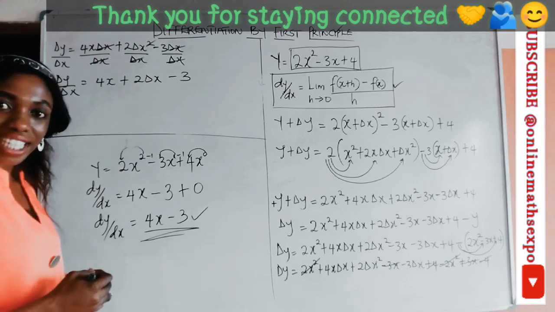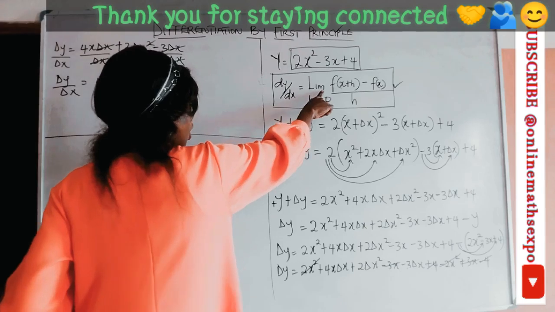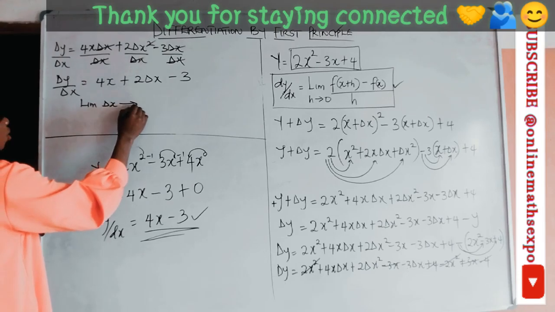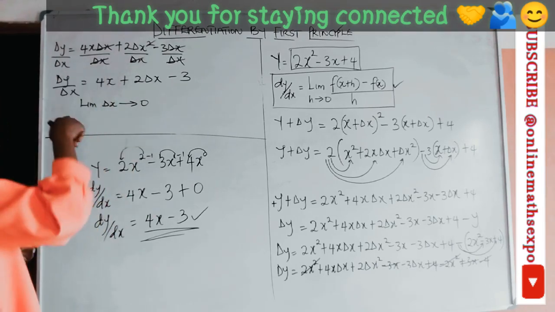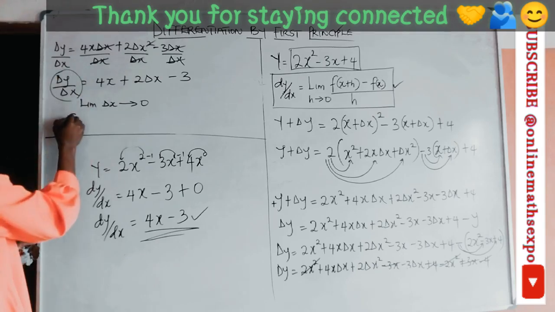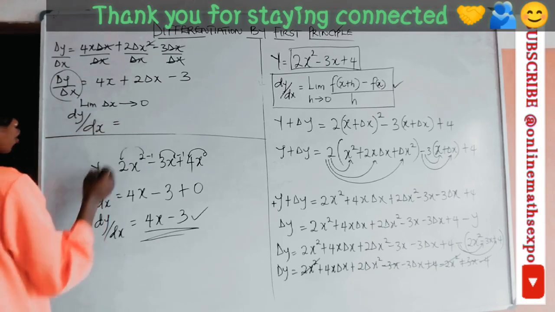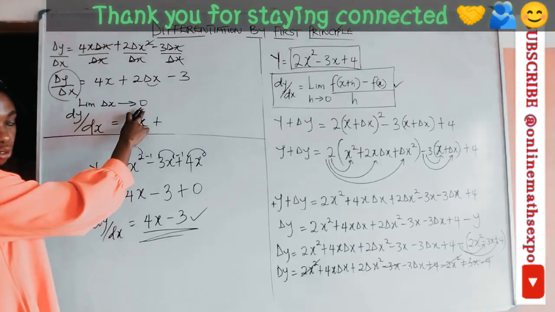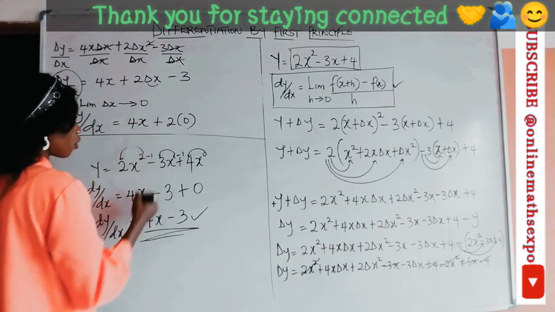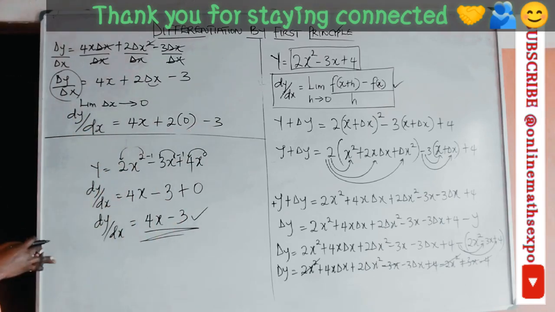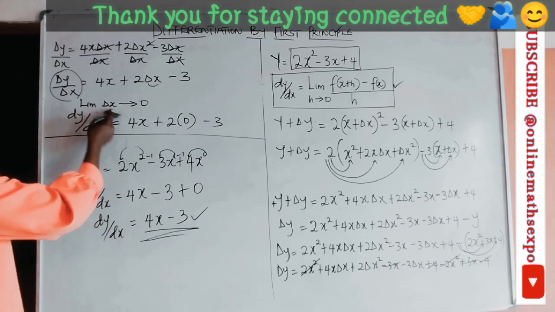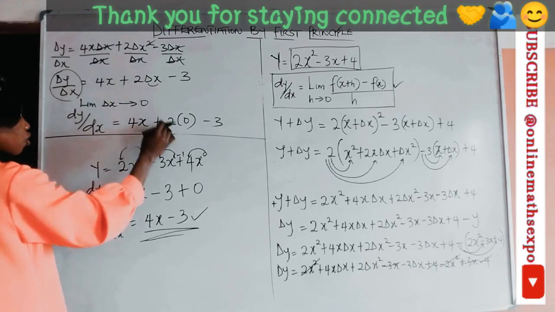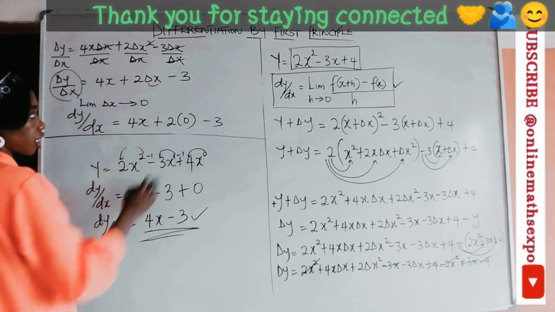So to get our dy dx, introduce your limits. So limit as change in x tends to 0, what happens? Introduce your limit, then this will now be changed to dy dx is equal to 4x plus, this value will be replaced with 0, okay? So we're going to have 2 bracket 0 minus 3. I hope that is clear. Introduce your limits. Then change this change to dy dx. So you have 4x plus 2 bracket 0 minus 3.